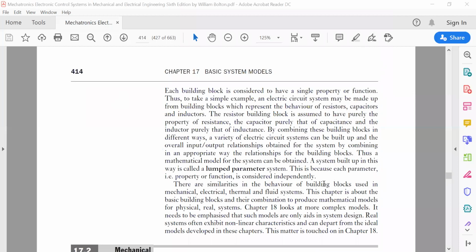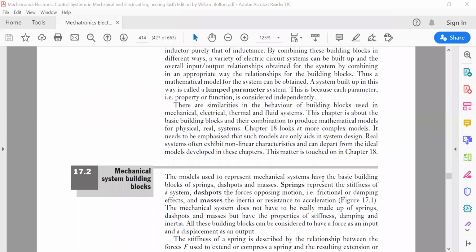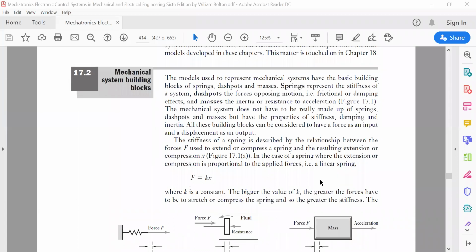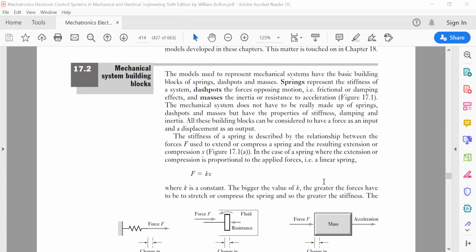So we'll be starting with the mechanical system building blocks. In the mechanical building blocks, we have springs, which represent the stiffness of a system; dashpots, the force opposing the motion, that is the frictional or damping effects; and masses, the inertia or resistance to acceleration. So these are the three.